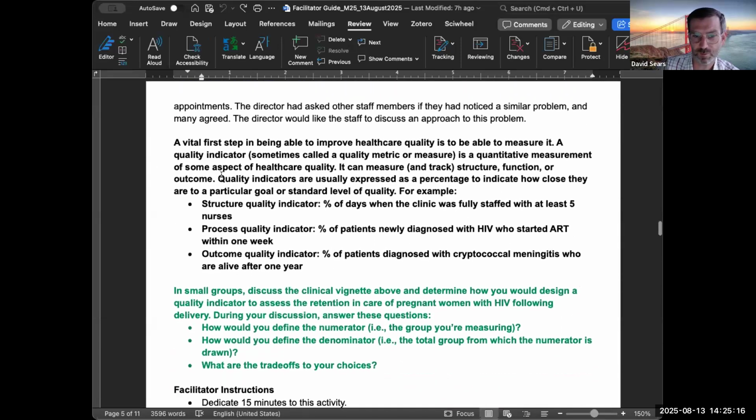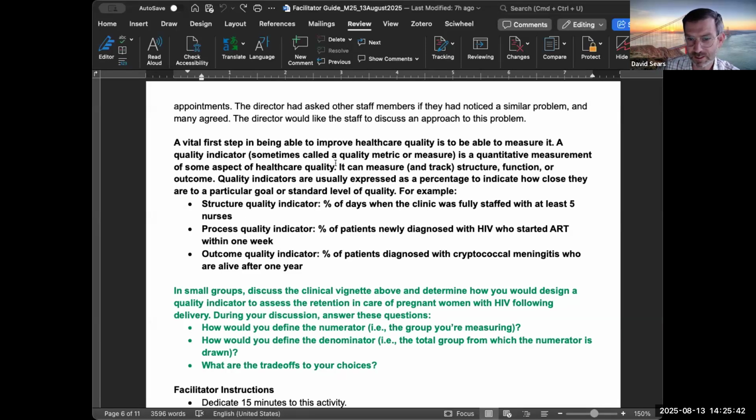So we introduce this idea, which is that many times the first step to improving quality is actually just figuring out how to measure it. And this gets, I will say, a little bit technical that maybe we don't have to necessarily get into details in a major way, but I do think it's really important that people understand the importance of quality indicators and how they're measured. And so that's what this activity focuses on.